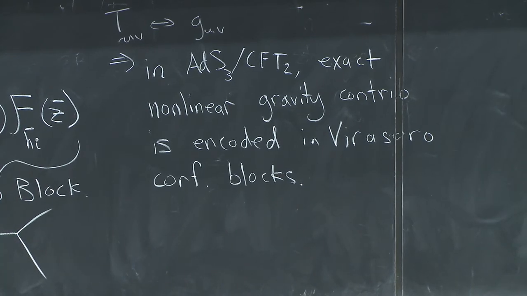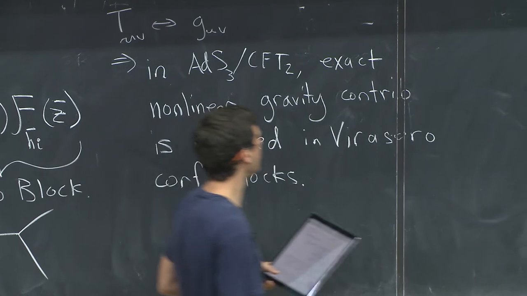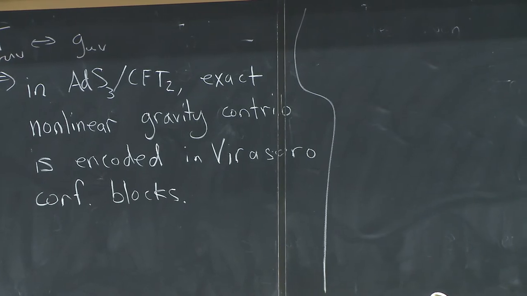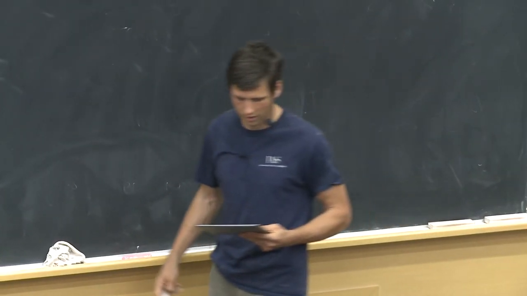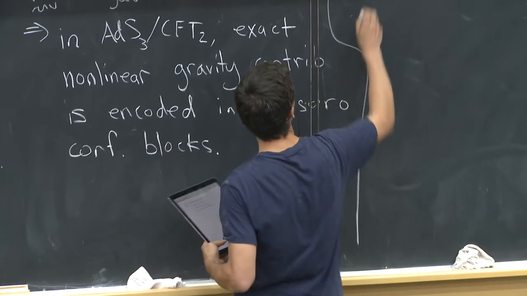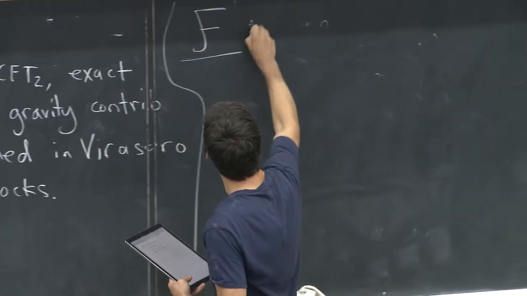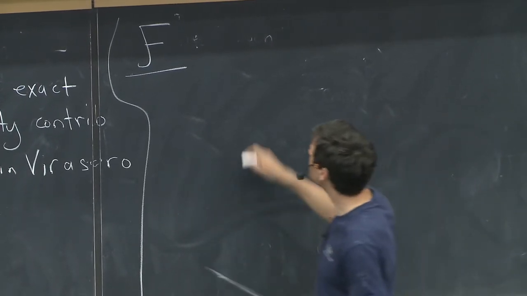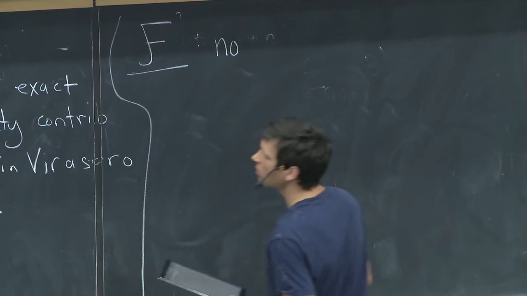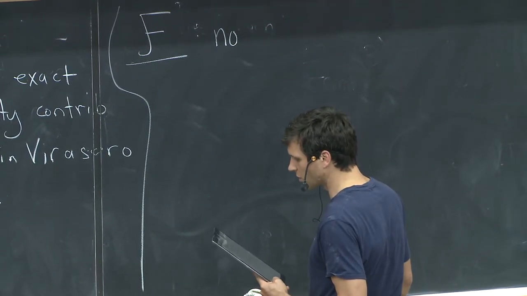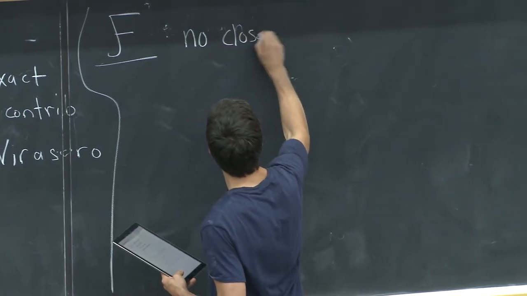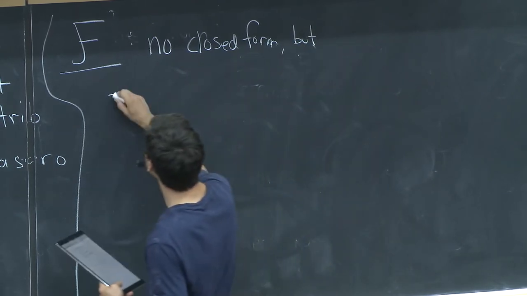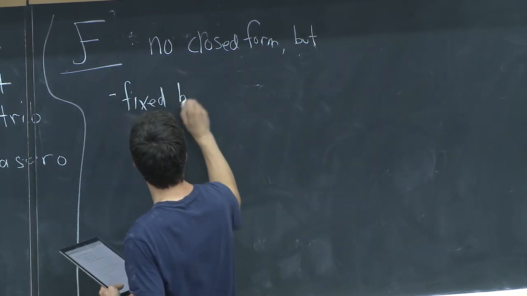Well, that's good, but there's no such thing as getting something for free. So, of course, these Virasoro conformal blocks are extremely complicated objects. The blocks F are in many ways more complicated than their higher dimensional versions, but there are lots of tools for working with them in the limits that we care about. So they have no closed form, but they're first of all obviously fixed by Virasoro.